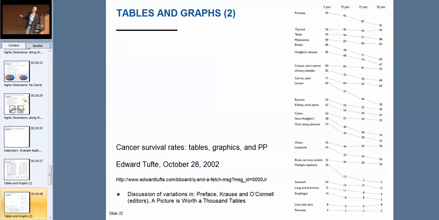This is a very nice visualization that has become really famous. Actually, if people search for survival rates in cancer, they largely end up on this site now because that has the biggest number of hits before all medical journals. So that's a very nice example for a combination of graph and table.